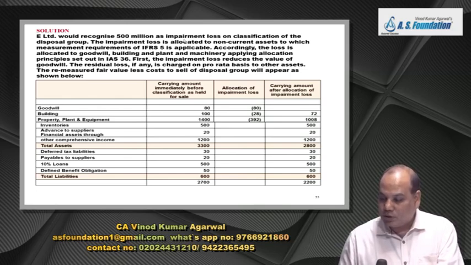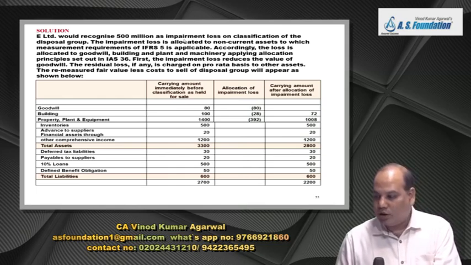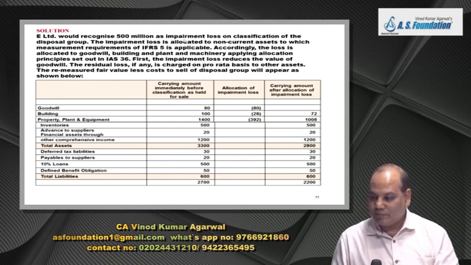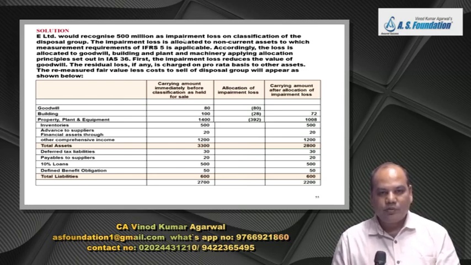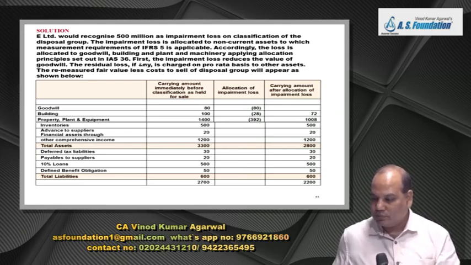Then the impairment loss is allocated to non-current assets. This standard is applicable to non-current assets. To which measurement requirement of IFRS 5 is applicable? The loss is first allocated to goodwill and then to building and PPE, as per IAS 36. Okay, write only this much.